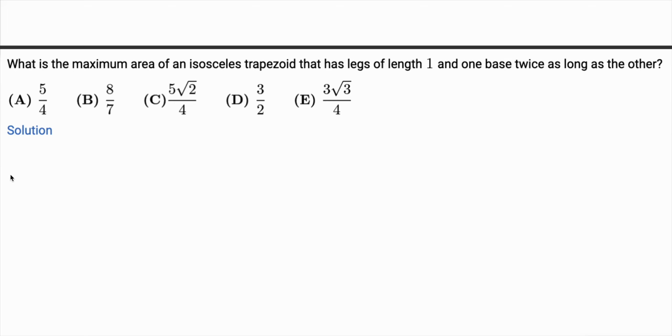This is a cool optimization problem, so let's just solve it. What is the maximum area of an isosceles trapezoid that has legs of length 1 and one base twice as long as the other? So let's just draw this trapezoid.